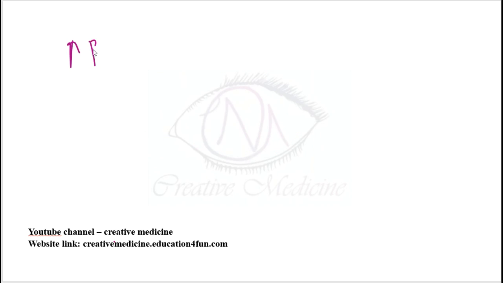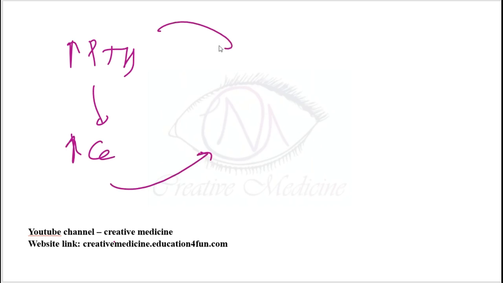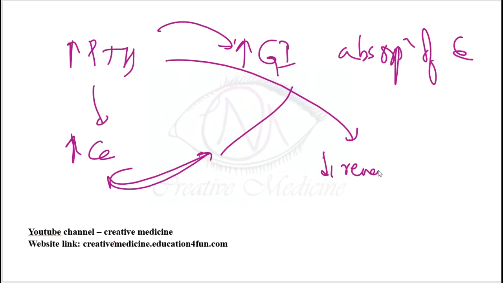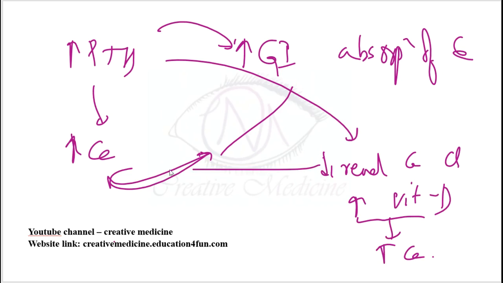This increased parathormone will result in hypercalcemia. The mechanism leading to hypercalcemia is that parathormone increases the GI absorption of calcium. It will also decrease renal calcium clearance and increase vitamin D production, which again increases calcium absorption. So all these will increase the calcium levels in the blood.